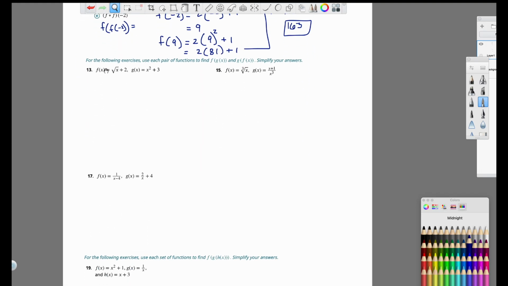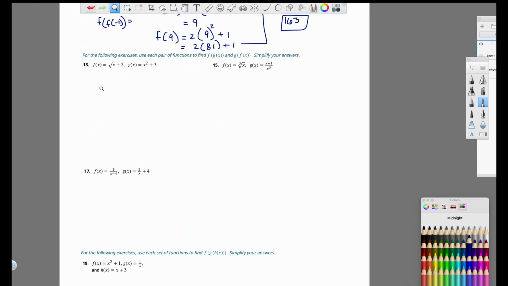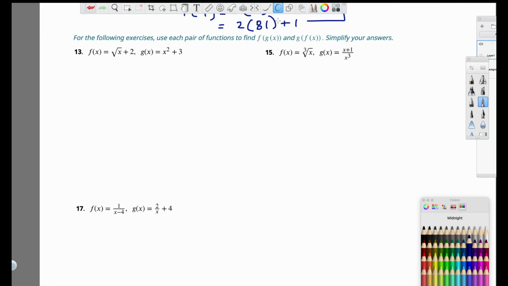There we go. Okay, so we have 4 left. Find f of g of x and g of f of x.